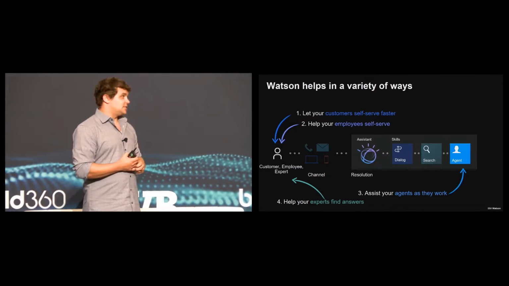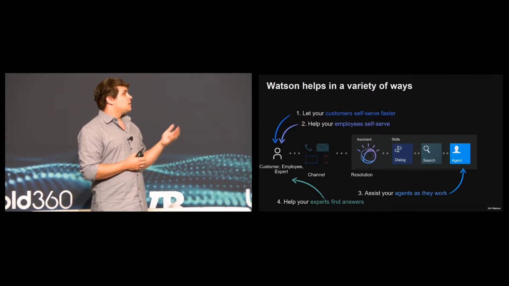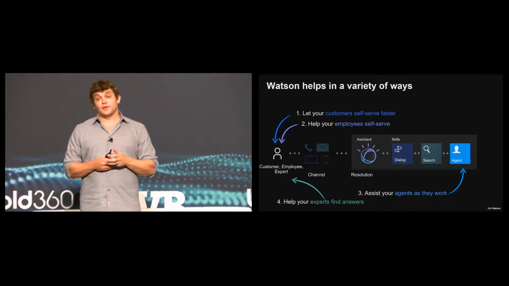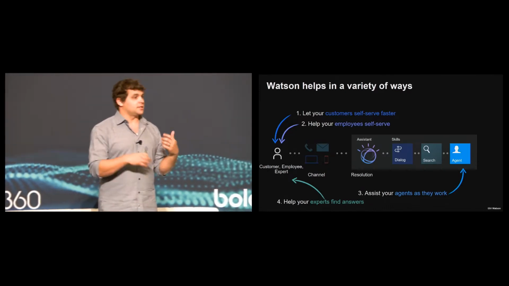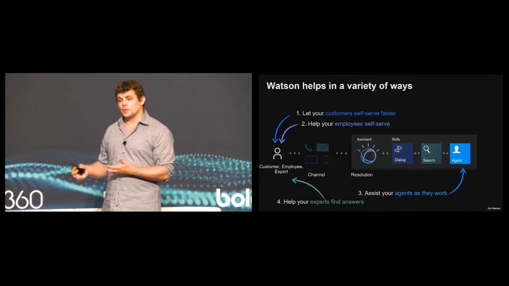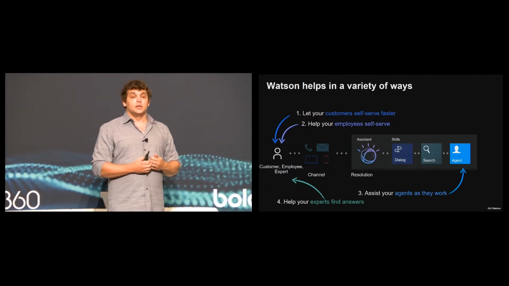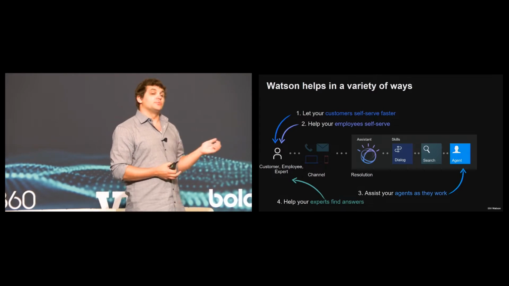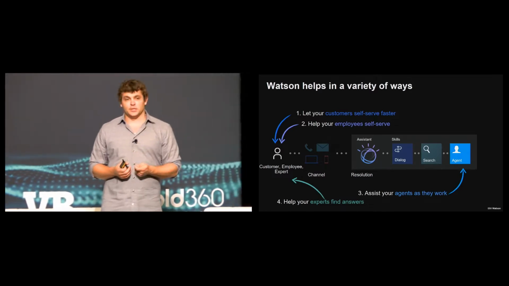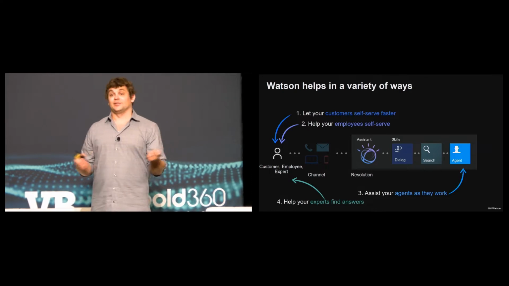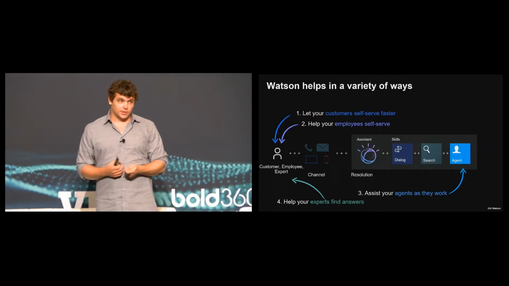So the 4 main use cases that we try and tackle at IBM are, first, letting your customers self-serve faster. I want to pay my bill. I want to sign up for a product. This isn't working for me. How do I do this or that? The second one is really the same thing from the employee side. As an employee, I'm really just a customer of my company's HR policies, my expense reports, my travel. I need to get those things done as fast as I can so I can get back to work.